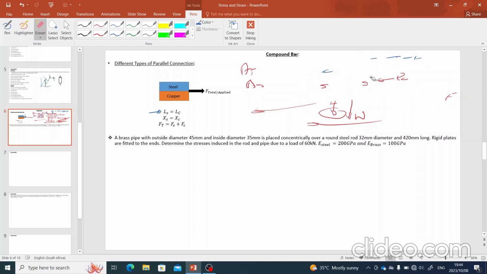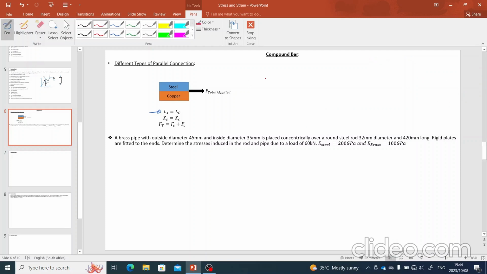Now the force applied is the total force. Let's say the force applied there is 100 kilonewtons, and the force applied here is 100 kilonewtons. It is the total force which is affecting the steel and the copper. And we are told that under parallel connection, the change would be the same.